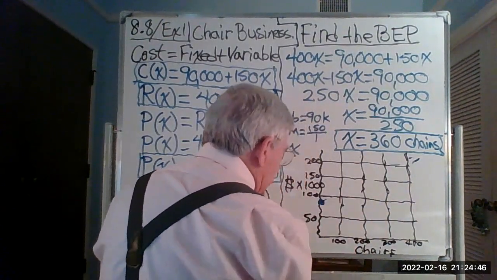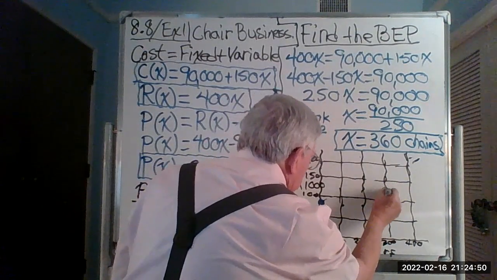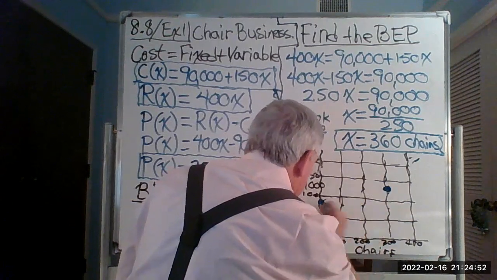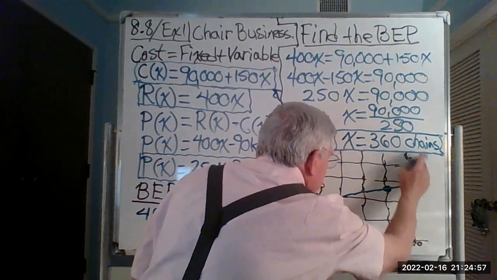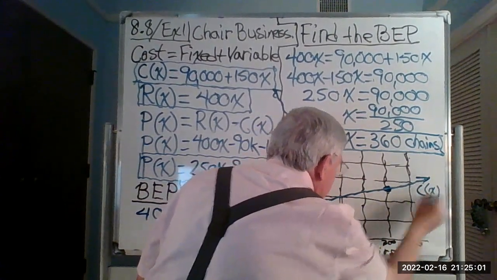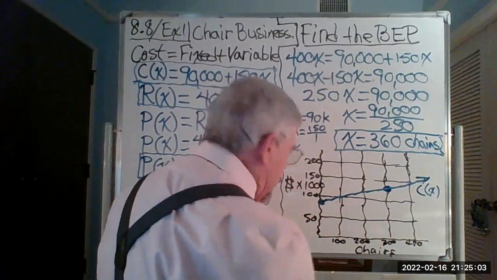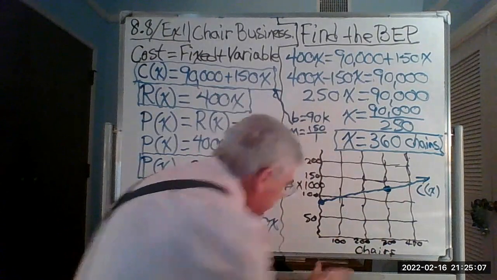Okay, so if I go 300, that would be 50,000 right there. So it's a little bit below that, maybe about right there. So there's my cost function right there. So that's C as a function of X. And again, I'm just using my slope intercept knowledge for graphing a straight line.